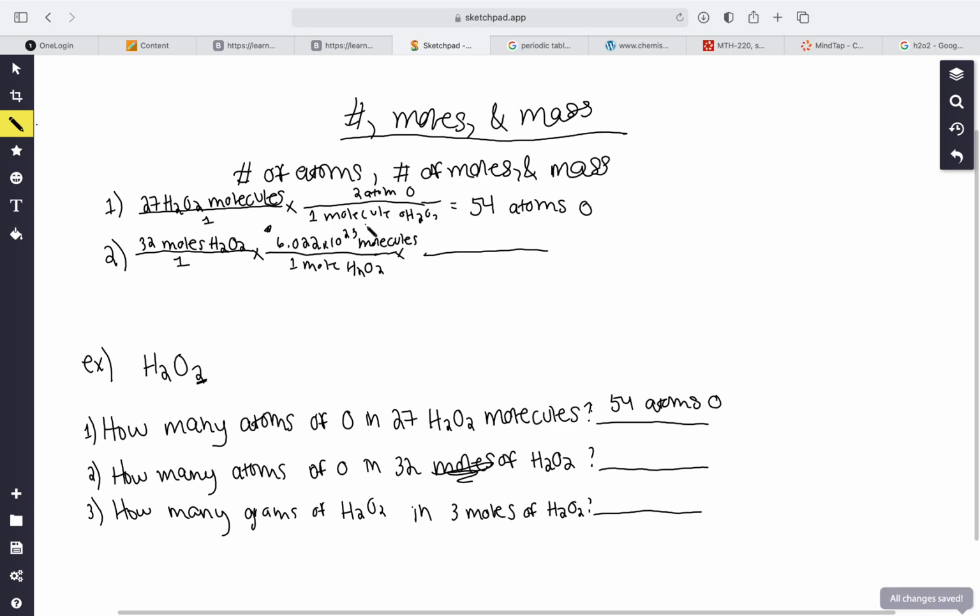Okay, so once we have that, we want to cancel out the molecules. So we know in one molecule of H2O2, there are 2 atoms of oxygen. Same thing as before. We're looking here, 2 atoms of oxygen. Cool. We're going to now put that into our calculator. So we're going to do 32 times 6.022 times 10 to the 23rd. Big number. Times 2.